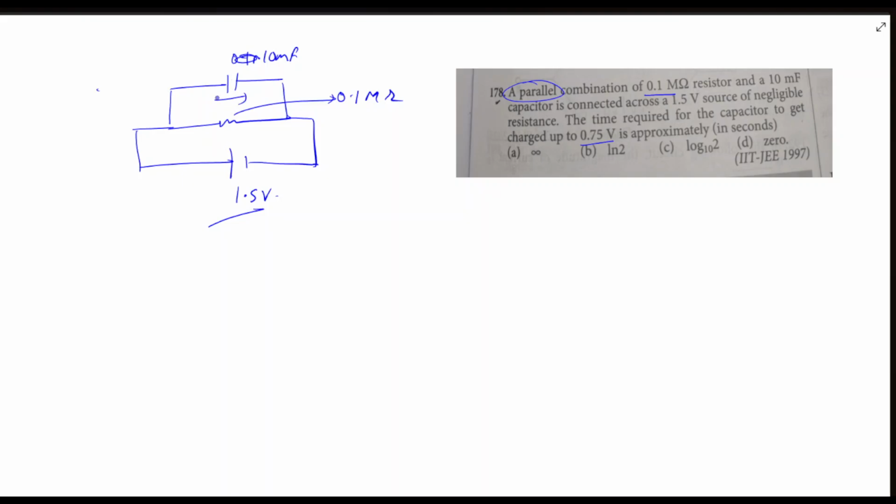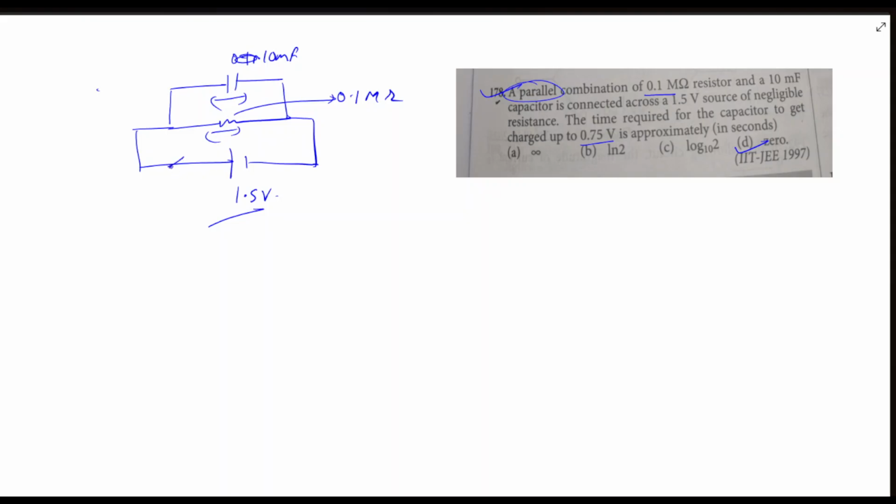So look, they are in parallel, so potential difference across them must be same. So within instant, this will get charged. So time required will be zero. Okay, so time required will be zero. Within instant, it will get charged, right?